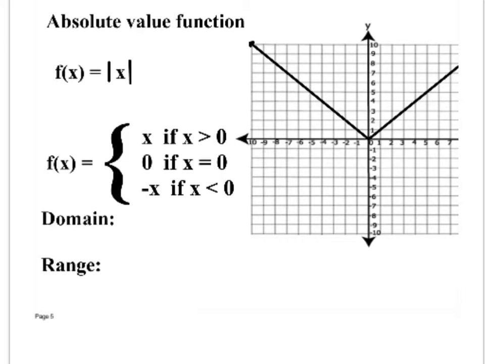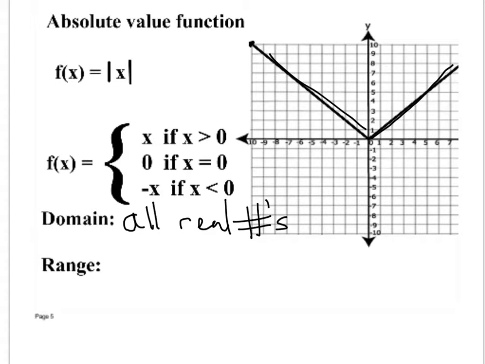So what's our domain? What's included in our x coordinates? Is it limited to anything? No, it includes all x's, right? It goes in this direction, it goes in this direction. So we say it's all real numbers. I'm just telling you right now, all domains are usually going to be all real numbers.